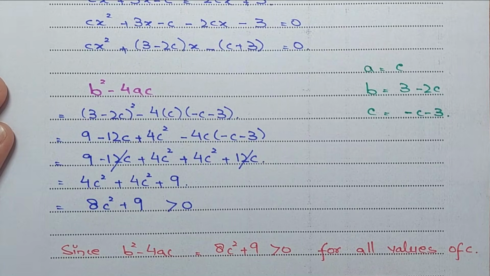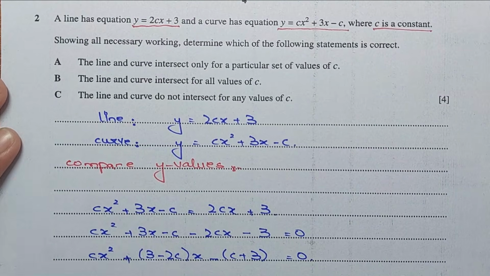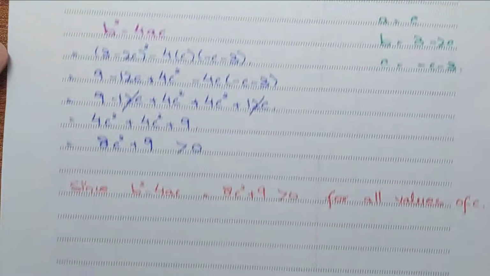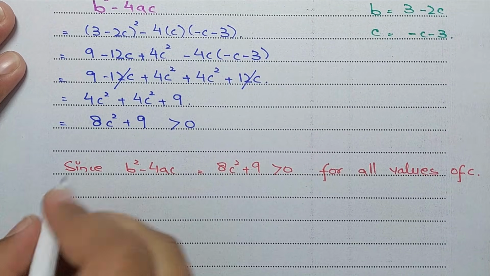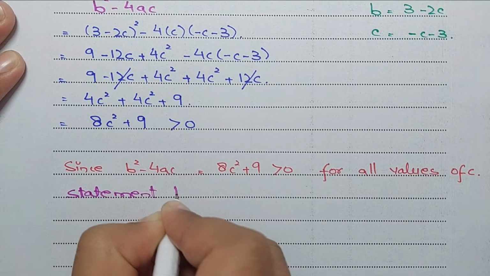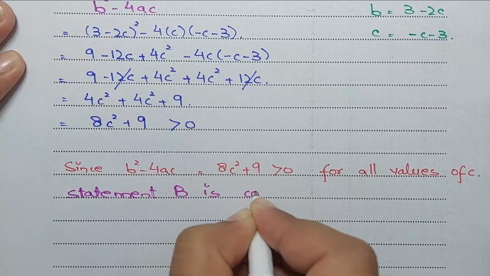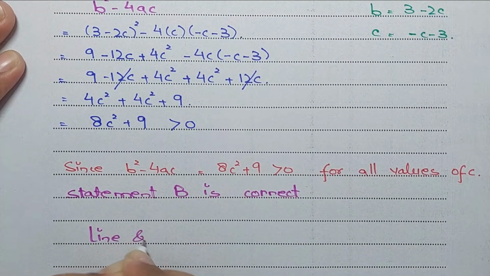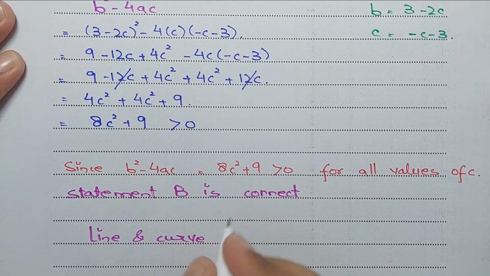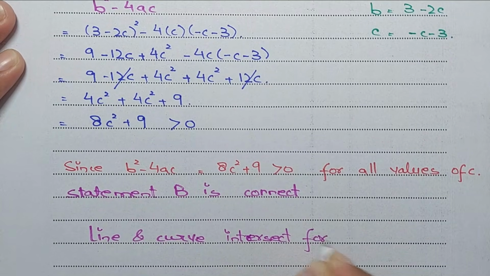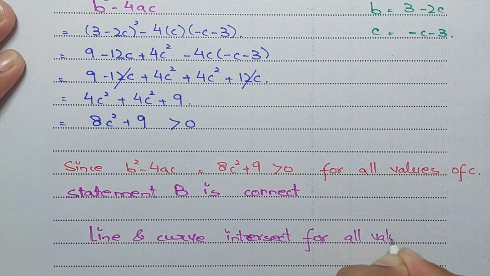If it is positive for all values of c, which statement is correct? The line and the curve intersect for all values of c. So statement B is correct. Statement B is correct: the line and the curve intersect for all values of c.